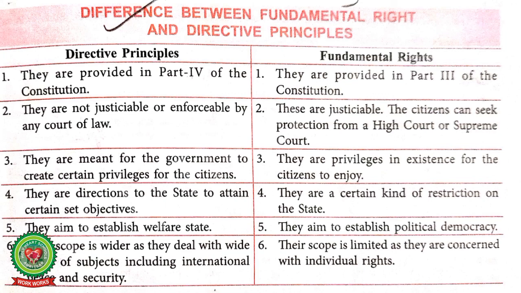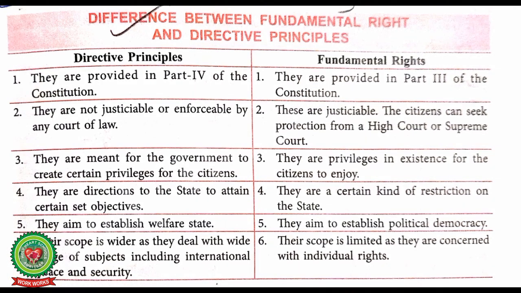Directive principles are directions to the state to attain certain set objectives. The fundamental rights are a certain kind of restrictions on the state. The directive principles aim to establish a welfare state. The fundamental rights aim to establish political democracy. Directive principles' scope is wider as they deal with a wide range of subjects including international peace and security. Fundamental rights' scope is limited as they are concerned with individual rights.